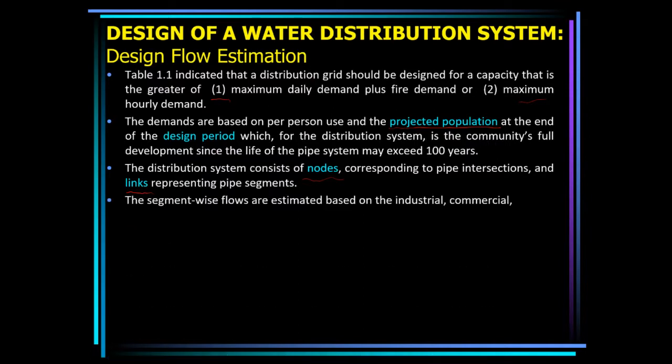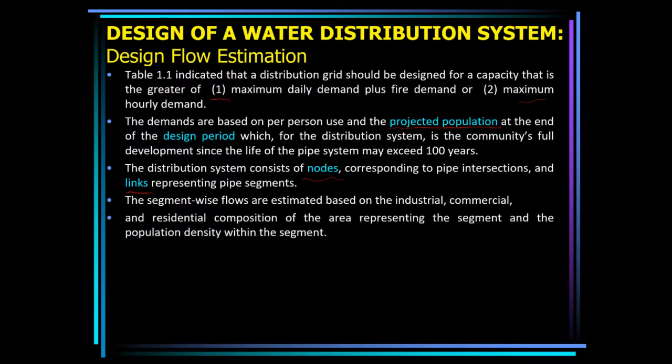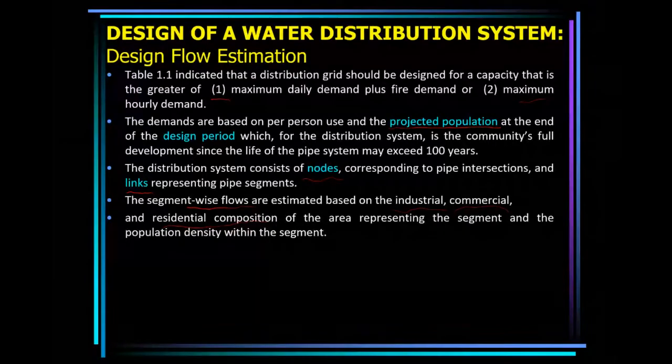The segment-wise flows are estimated based on the industrial, commercial, and residential composition of the area representing the segment and the population density within the segment. This we already did, how to estimate the flows, that is the water demand, because it is based on the industrial need, the commercial need of the area, and the residential composition of the area. Of course, for urban areas, more water is used than rural areas.